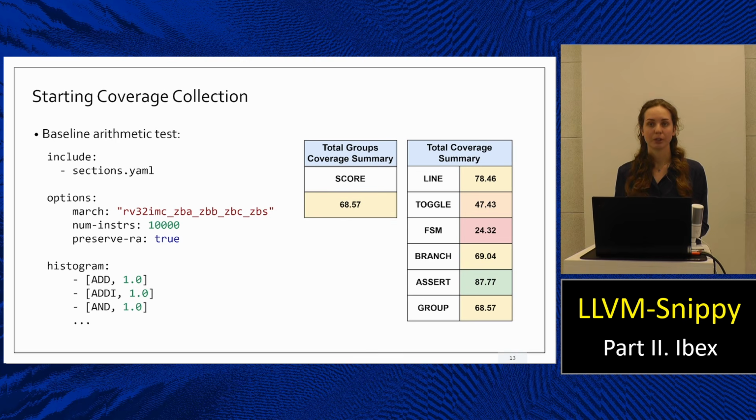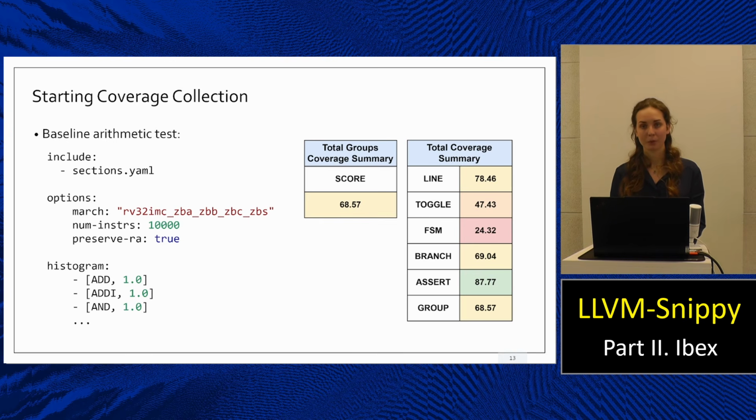So the first experiment shows two things. LLVM-snippy quickly gives coverage across the instruction space, but one large linear stream is not enough. To go further, we need to control not only which instructions are generated, but also how they interact.